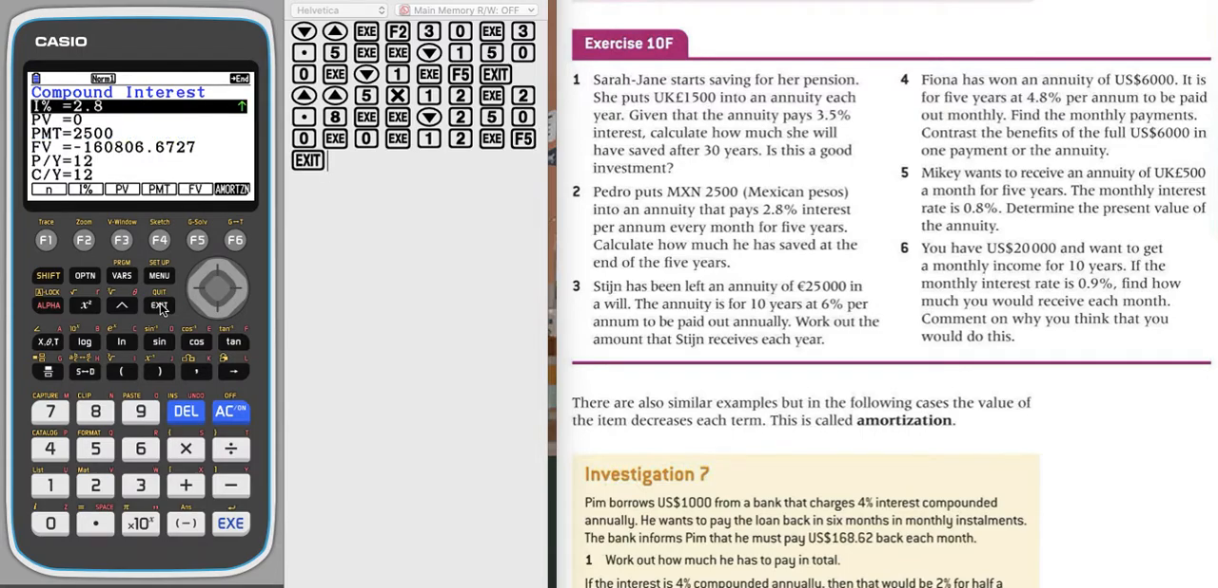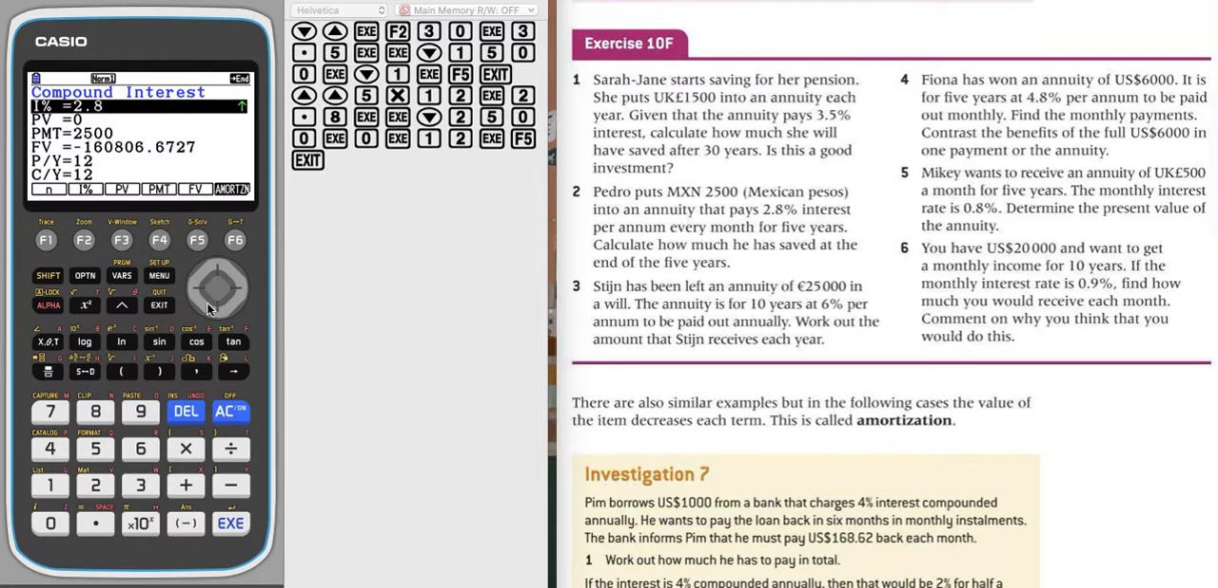And third one, been left an annuity of 25,000 in a will. The annuity is for 10 years, 6% per annum, to be paid out annually. Work out the amount that, I'm not even going to try that name, receives each year.